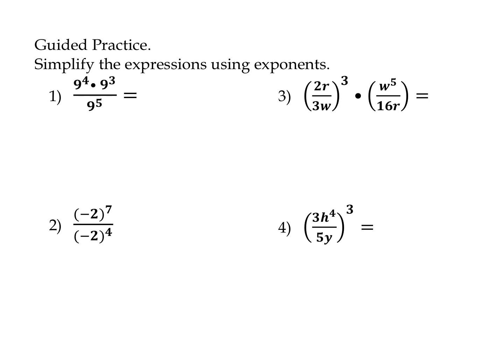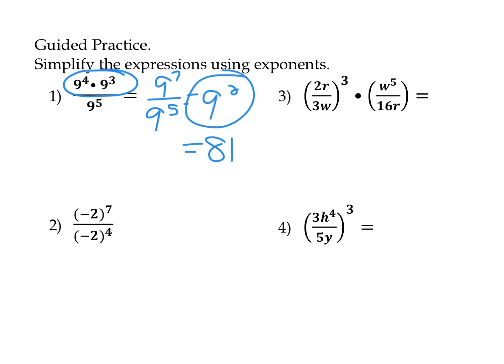All right, if you've tried these, we can see that for the first one we should first simplify the numerator. 9 to the 4th times 9 to the 3rd would be 9 to the 7th, over 9 to the 5th. That'd be 9 to the 7 minus 5, which is 9 squared, which if we're going to evaluate it would be 81.